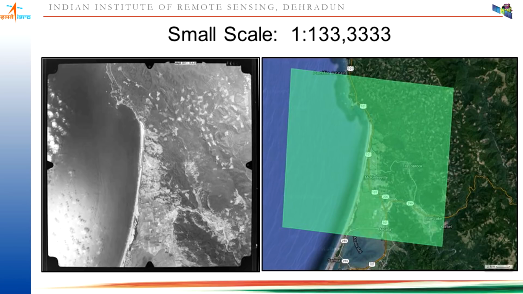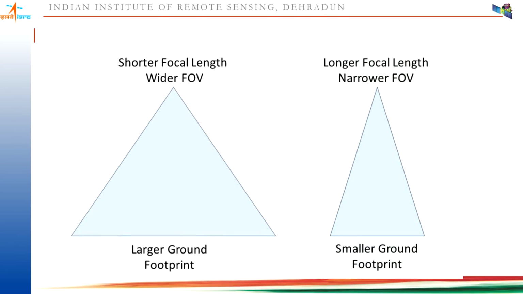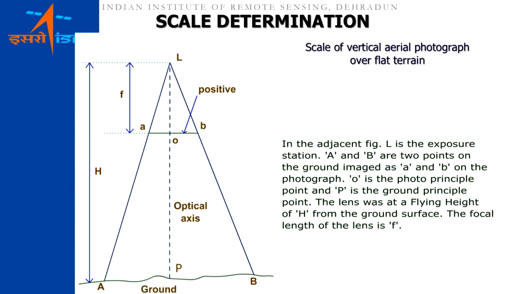So this is slightly confusing, large scale and small scale. In a large scale map, small area with finer details are there. In a small scale map, large area with less details are visible. Now, how to calculate the scale of the photograph? F divided by capital H.